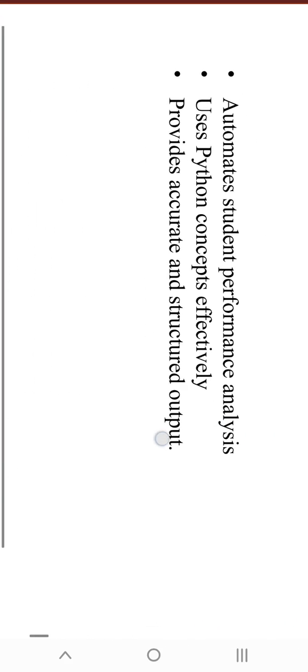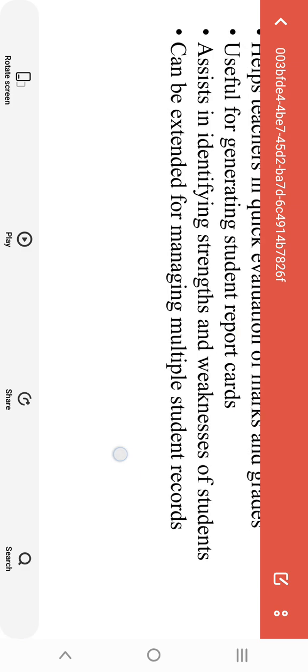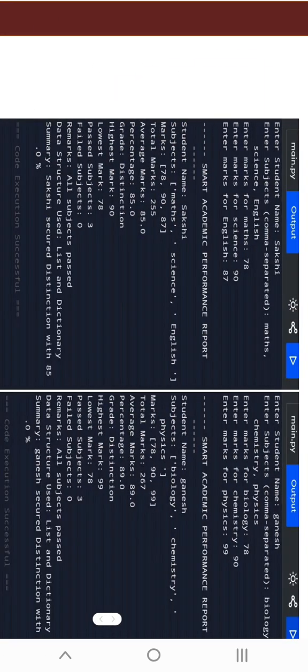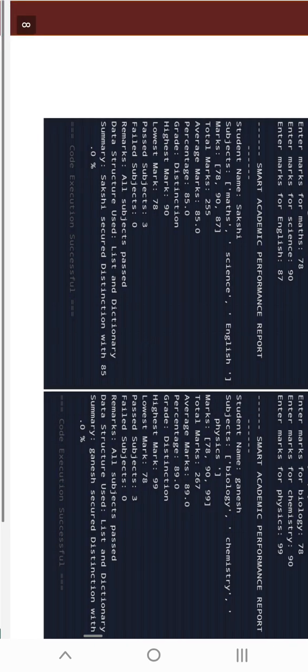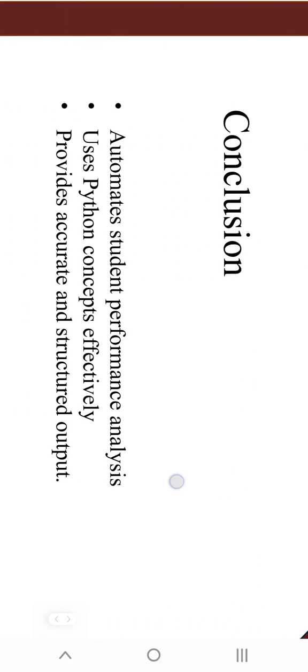Then comes the conclusion. It automates student performance analysis, uses Python concepts efficiently, and provides accurate and structured output. Automates means that whenever the user gives the information, it automatically creates a smart academic performance report for the student's academic marks. Whenever the user gives the input, it creates a formatted, clear picture of the marks. It uses Python concepts like lists, dictionaries, and string manipulation, and provides accurate and structured output. So these are the contents of the output.